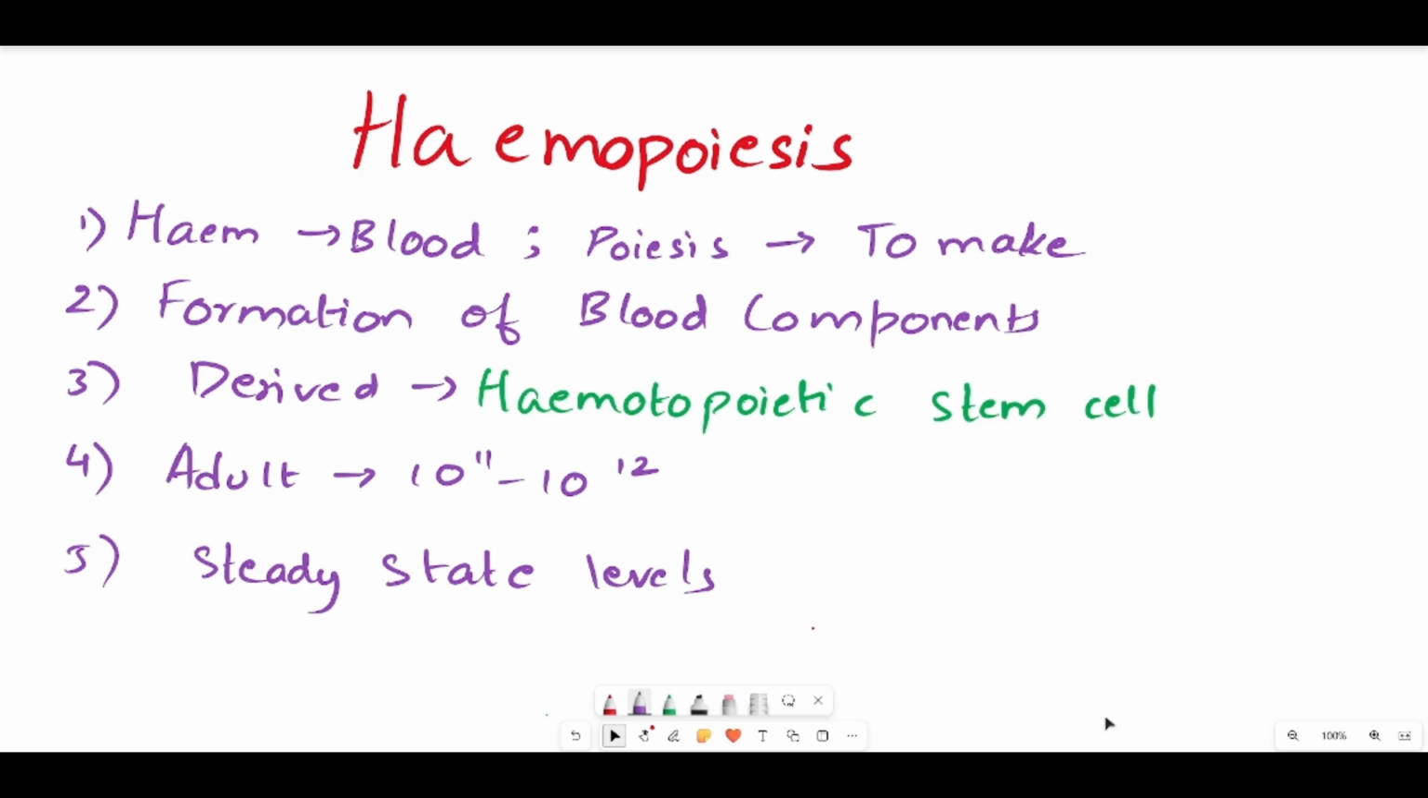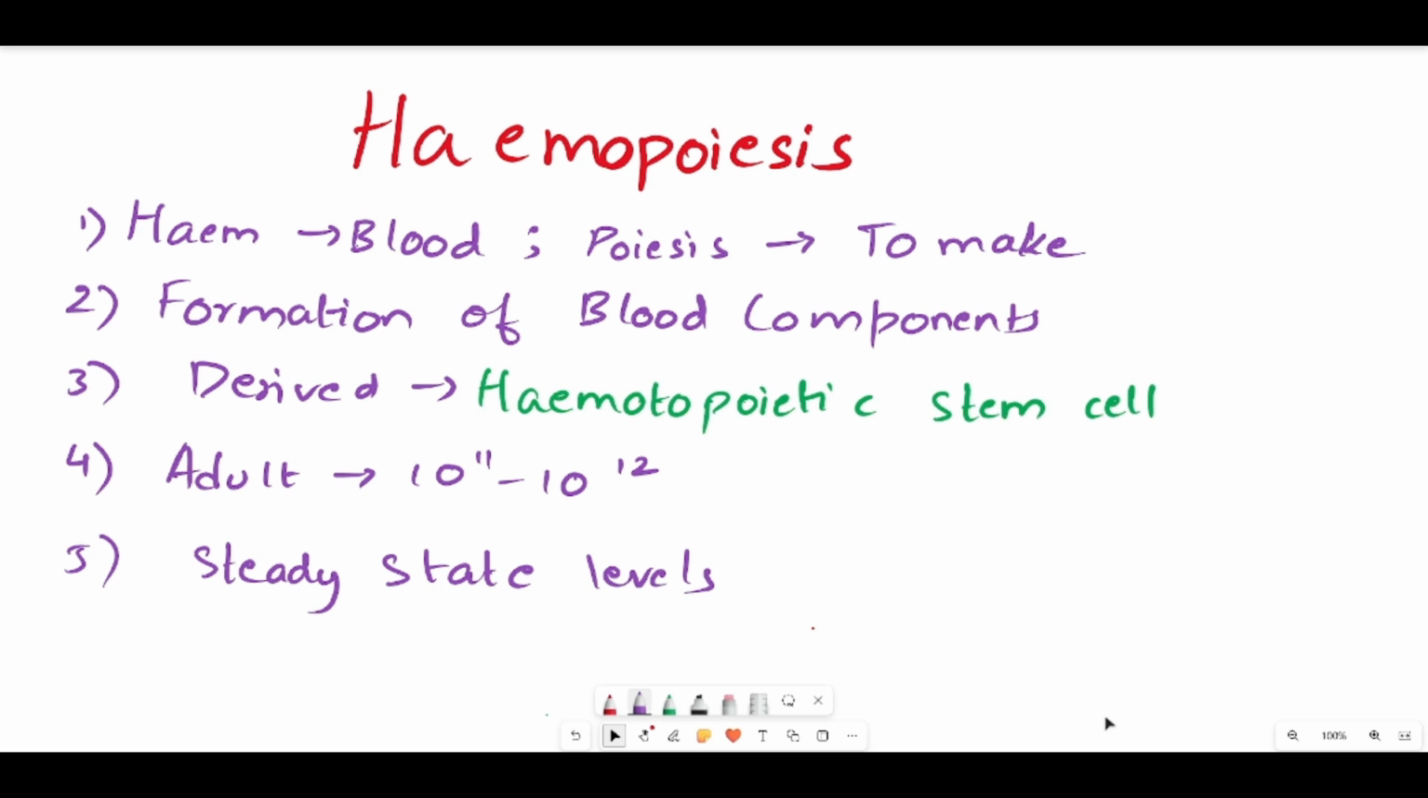So, before knowing the composition of blood, we need to know what is hemopoiesis. Hemopoiesis, or it is also called hematopoiesis. So, hem means blood, poiesis means to make. So, it is simply the process of formation of blood cellular components. It is basically derived from the hematopoietic stem cell. An adult person will approximately have 10 to the power of 11 to 10 to the power of 12 new blood cells produced every single day. These are mainly essential to maintain the steady state levels.